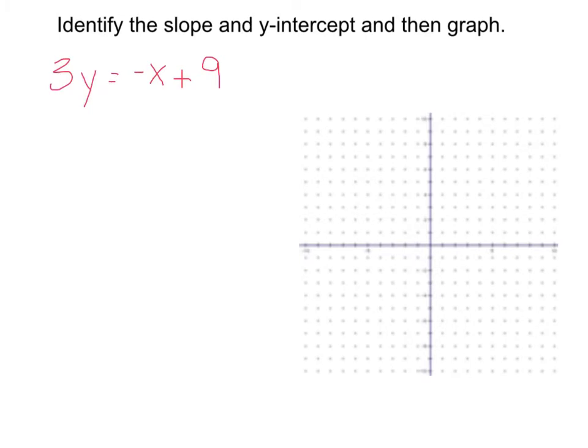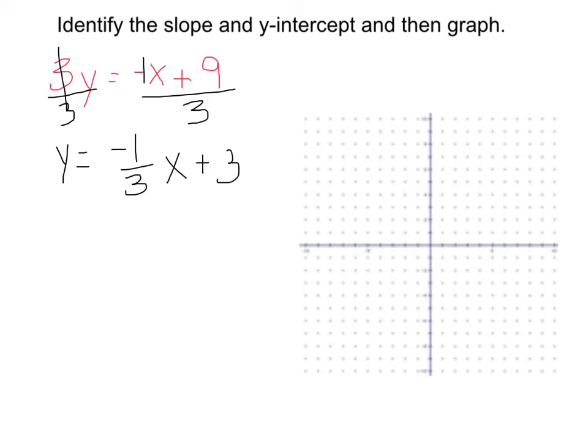Identify the slope and y-intercept, and then graph 3y equals negative x plus 9. Again, y is not by itself. So to do this, we need to divide by 3. If I divide all of that by 3, okay, I get y equals, now this was a negative 1, so negative 1 over 3x plus 9 over 3 is 3. So you got to make sure you divide it to everything.